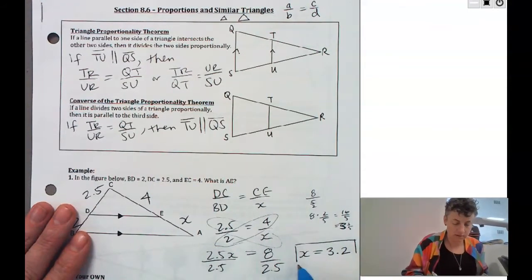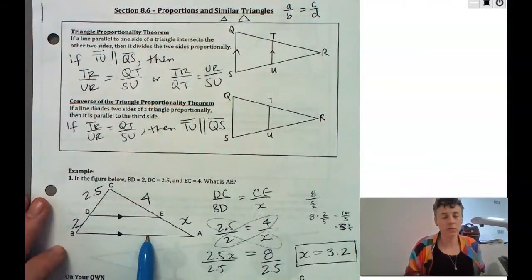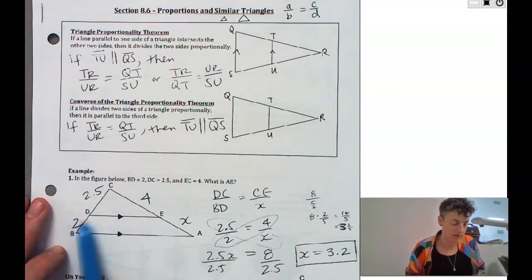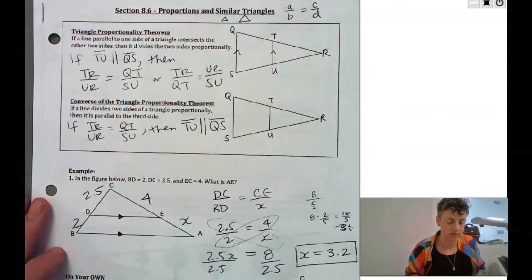Fabulous. Why are we allowed to use that? Because these lines were parallel. That's it. Those parallel lines allow us to set up that proportion and solve. Great.